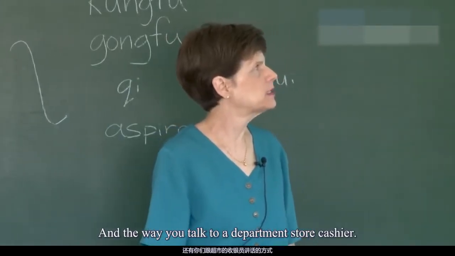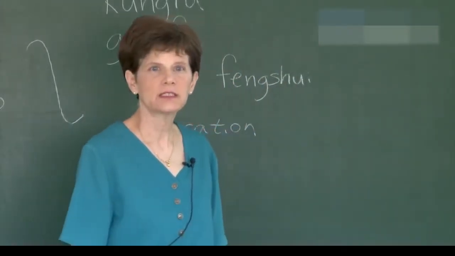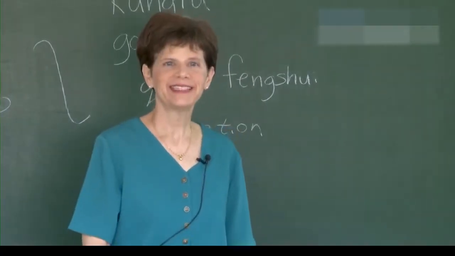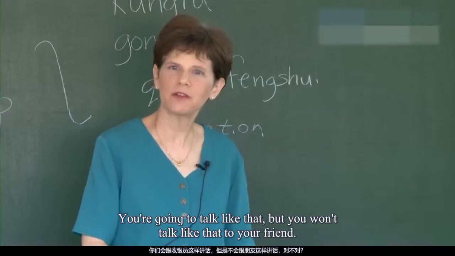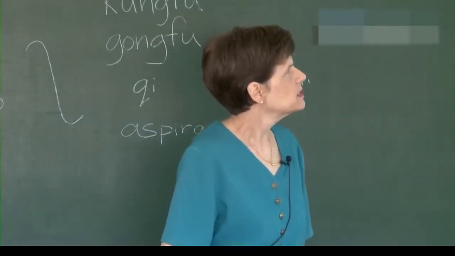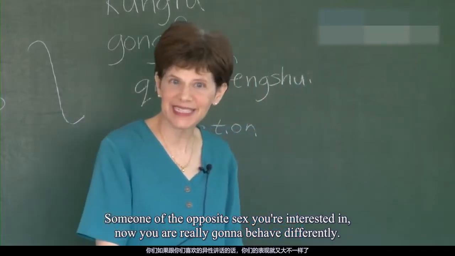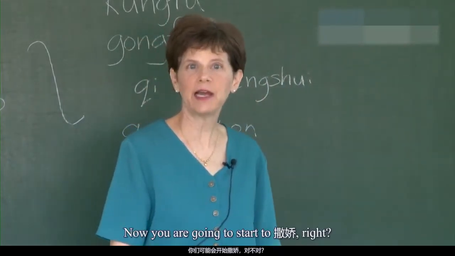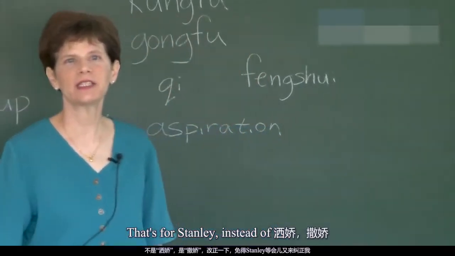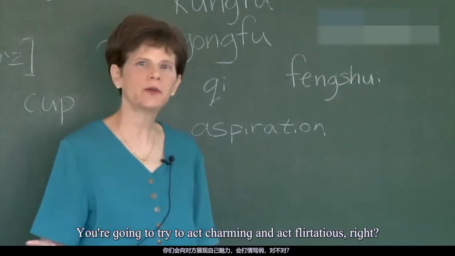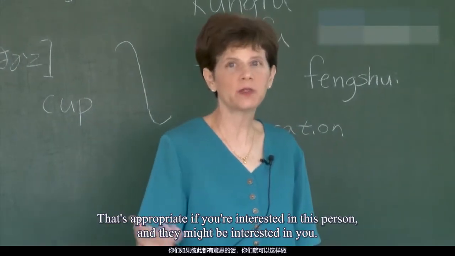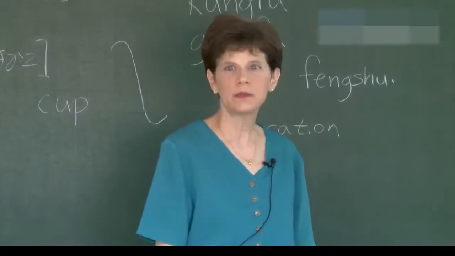And the way you talk to a department store cashier, 请问多少钱? 1000块找得开吗? Right? You're going to talk like that, but you won't talk like that to your friend. They would think you were being really distant and unfriendly. Someone of the opposite sex you're interested in, now you're really going to behave differently. Now you're going to start to 撒娇, right? All right, 撒娇. You're going to try to act charming and act flirtatious, right? That's appropriate if you're interested in this person and they might be interested in you.